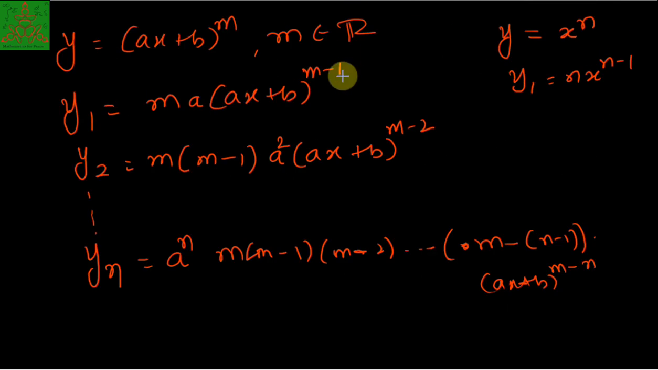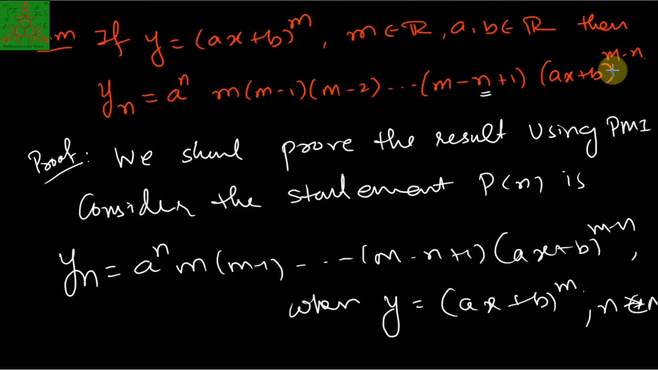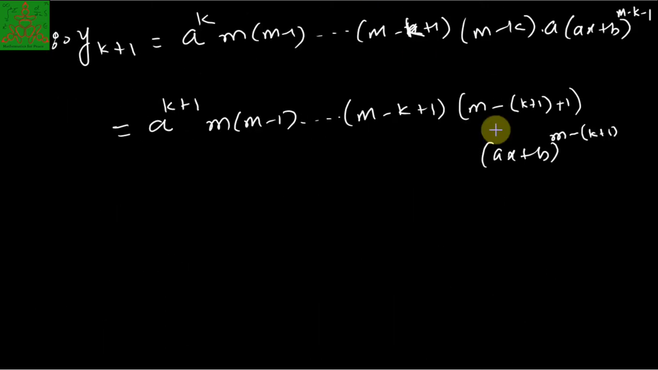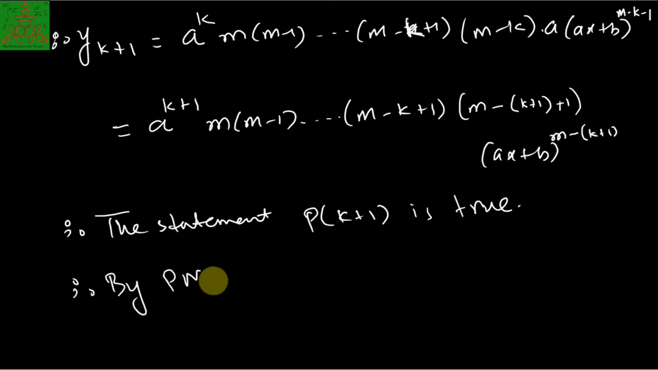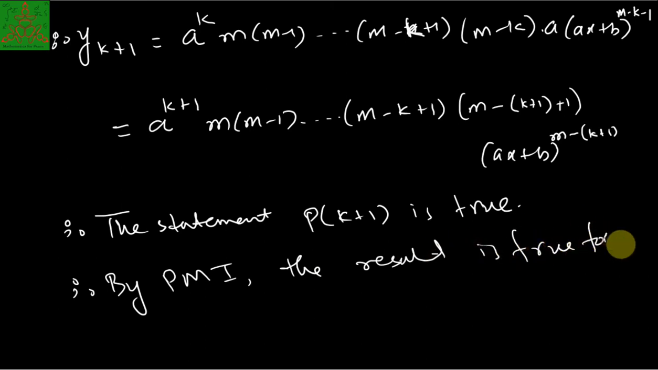whenever n we have here, in this we have k+1. So therefore I can say the statement P(k+1) is true. Therefore by PMI the result is true for any n belongs to N.